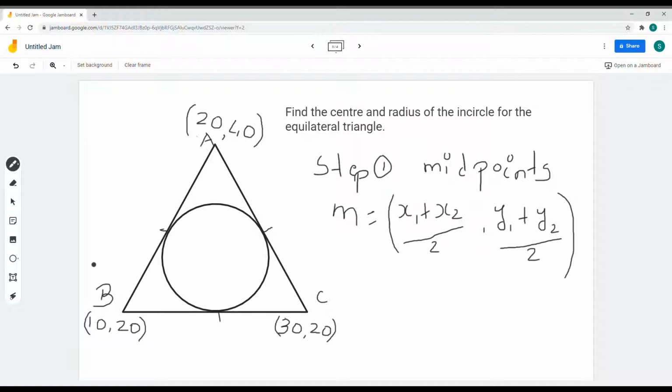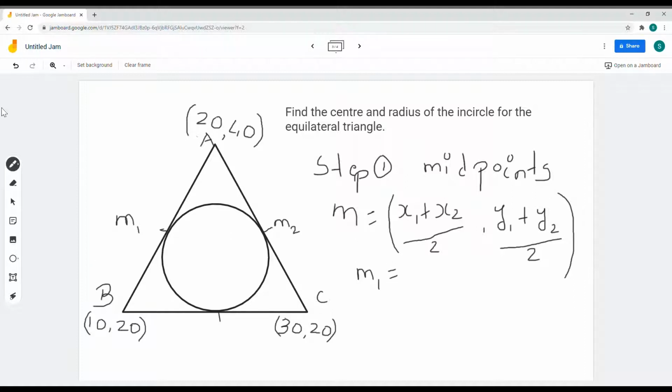On my diagram, just to make things clear, I'll use the letters M1 here and M2. That means my intention is to find out M1 and M2. So let's go ahead and find out M1.